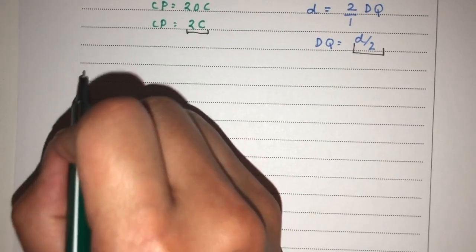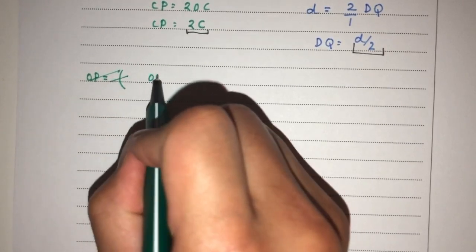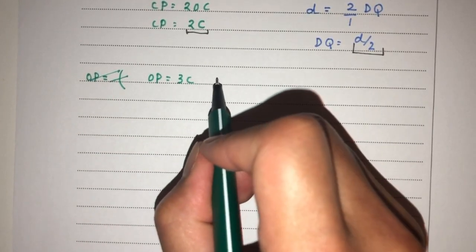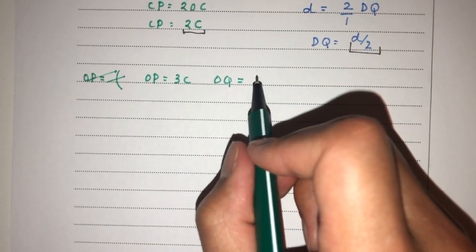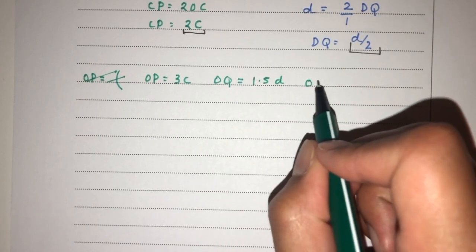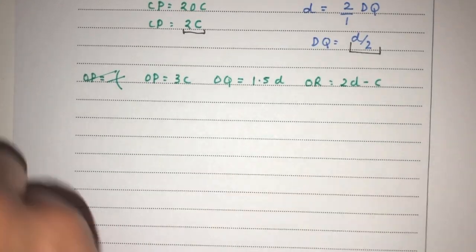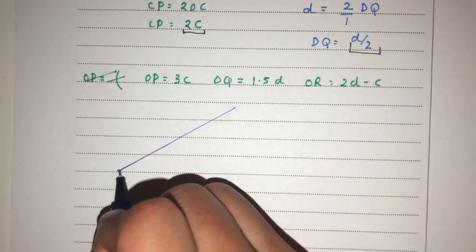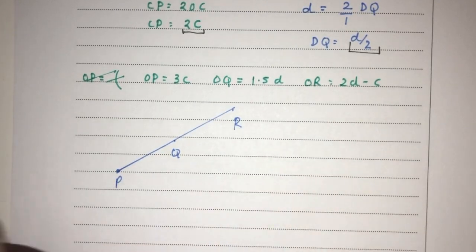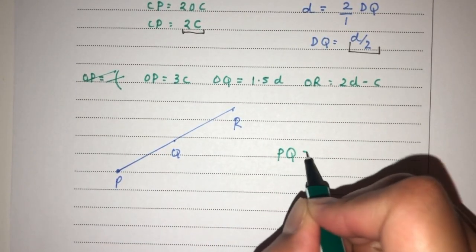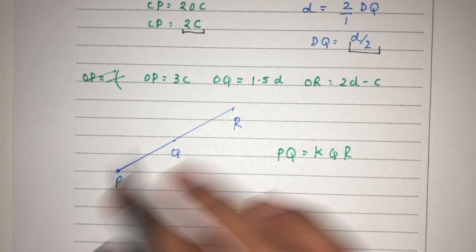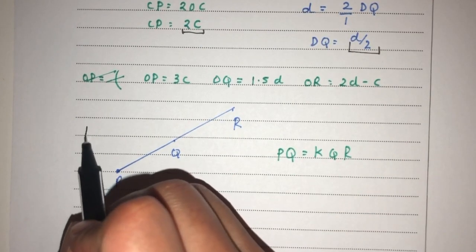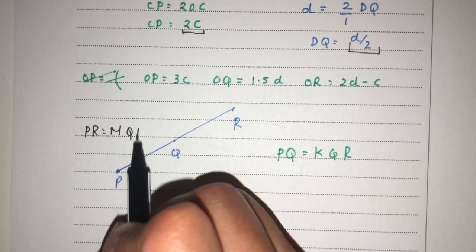So let me write down the points. OP was found to be 3C. Then we have the point OQ given by 1.5D, and then OR given by 2D minus C. So let's say we have a straight line. We want to prove that P, Q, and R are in the same direction. The idea is that we can take PQ has to be a multiple of QR. That's one way of writing that. It can be done many ways because we just have to show it is in the same direction. So we can also show that PR has to be M times QR. That is one other way to show that.